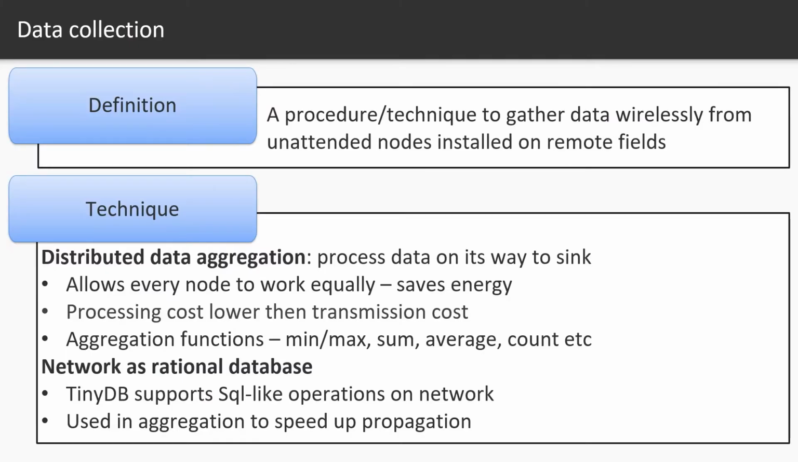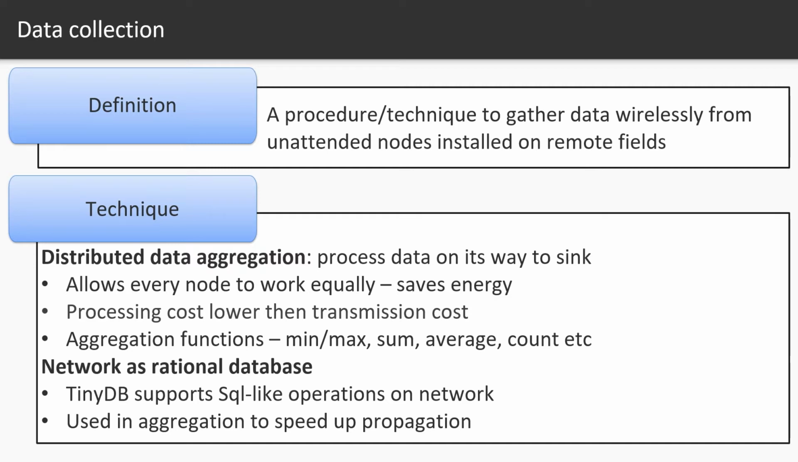Data collection is a technique to gather data wirelessly from unattended nodes installed in remote fields. The idea and the motivation behind this is that it's inconvenient and expensive to send resources into the field to collect data from every single node. That's why data collection techniques allow us to send a trigger at a single node wirelessly, which propagates the data collection request to all of the other nodes in a network.